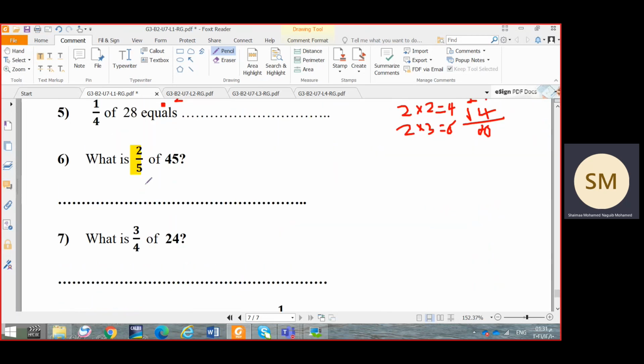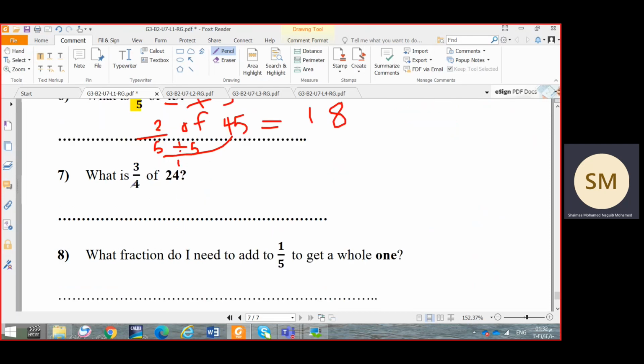Okay, what about this kind of number 6? What is 2 over 5 of 45? In these questions you will do it like this. I will say to myself, Miss told me before that I will hide this and divide on the denominator, divide 5 here and also divide 5 here. 5 divide 5 equal 1, and 45 divide 5 it will be 9. So this 9 will go to the numerator because it's not 1, and I will multiply it. 2 multiplied by 9, it will be 18.